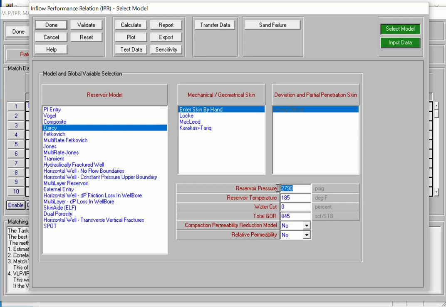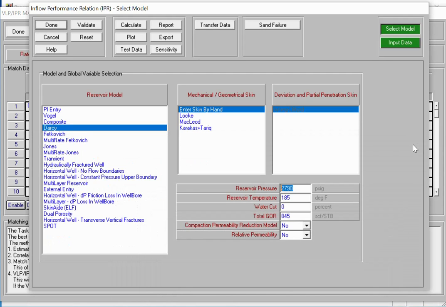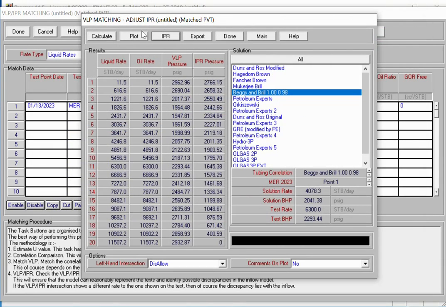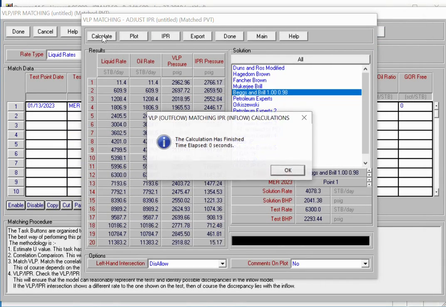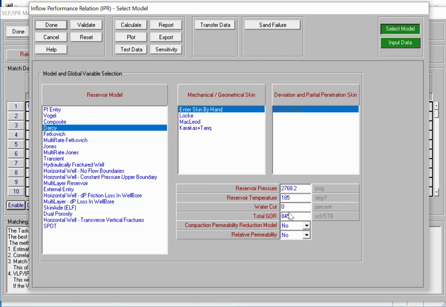What did we have again? We had 2768.2. I'm gonna start with that. I'll calculate again, and then I'll come in and calculate this again. Any improvement? Yeah, there is, but not very good. So we still have to go back and check. Meaning the pressure wasn't actually the problem.